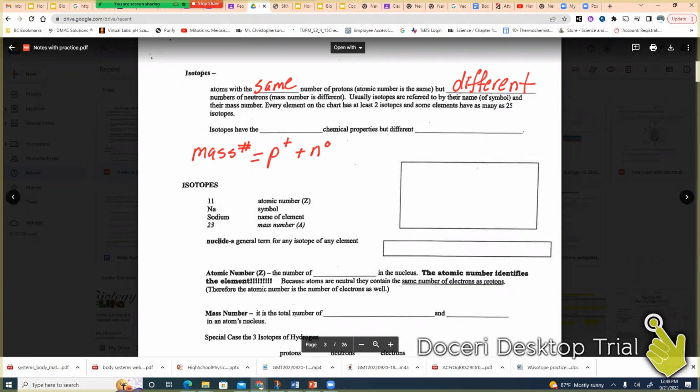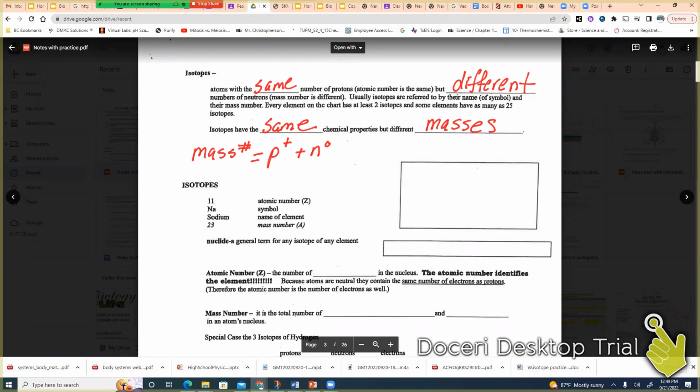Usually isotopes are referred to by their name or symbol with the mass number after it. Every element on the periodic table has at least 2 isotopes, and some have many, many more. So isotopes have the same chemical properties, but different masses. We're going to look at some of the notation.